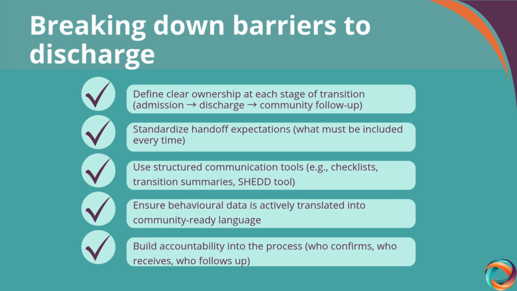Once we understand the common breakdowns in transition planning, the focus shifts to how we actively address them. This starts with clearly defining ownership across each stage of the transition, so it always is clear who is responsible from admission through to community follow-up. We also need standardized handoffs so key information isn't dependent on informal or inconsistent communication. Structured tools like checklists or transition summaries can support this and reduce gaps.